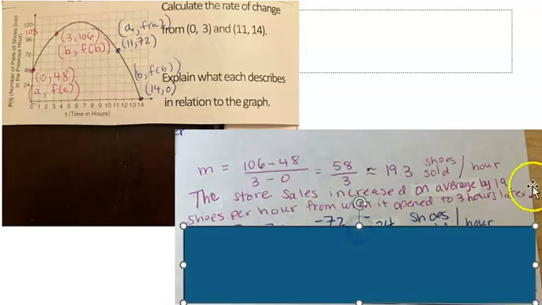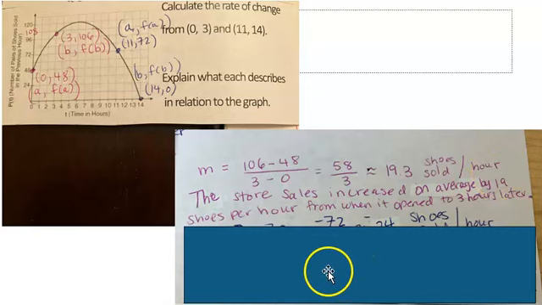Please remember I said that you are not going to want to just simply write 19.3. You're going to use your x-axis and y-axis labels to give a little bit more information. In this case, it says the number of pairs of shoes sold, so I wrote 19.3 shoes sold. And then the time is in hours, so it's going to be per 1 hour. So if I want to explain that meaning, I could say the store sales increased. It's increased because it's a positive 19.3.